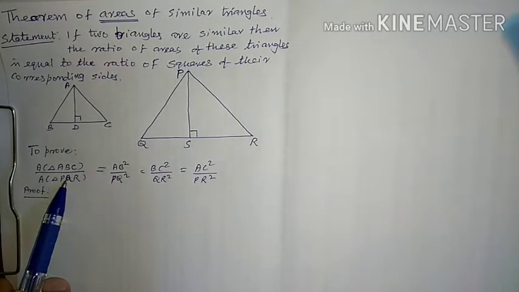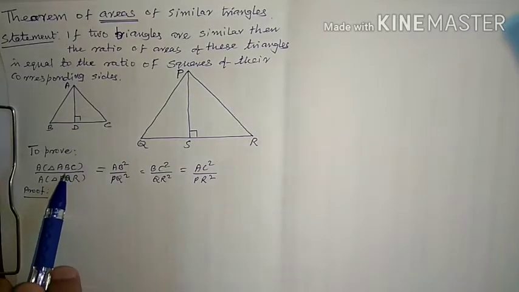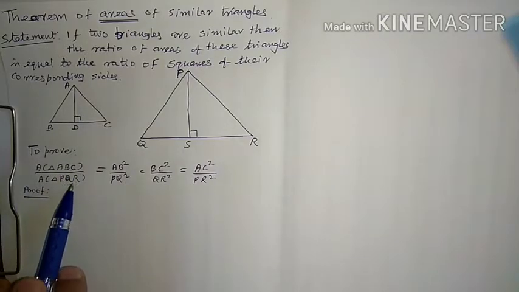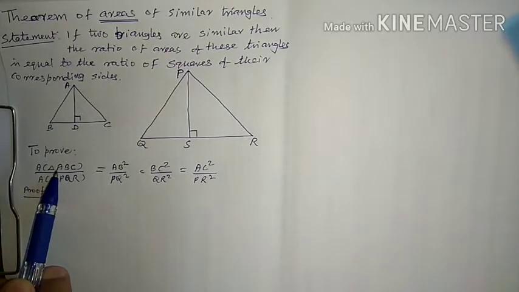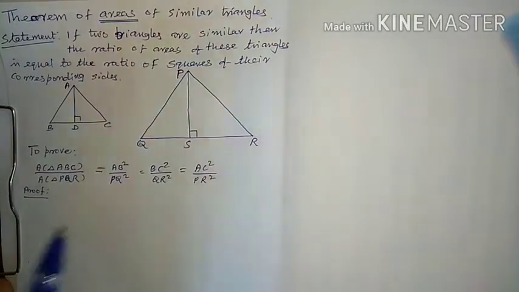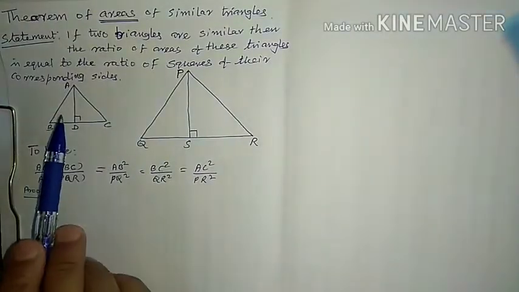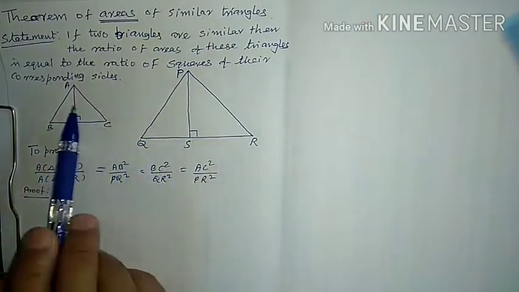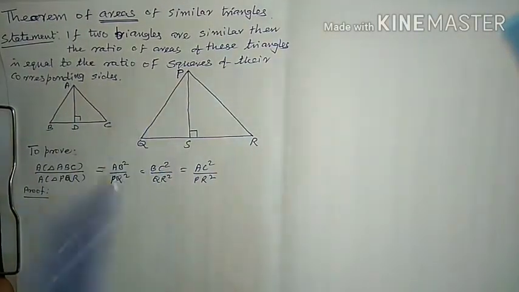AB's corresponding side is PQ, so square of AB upon square of PQ is equal to BC square upon QR square. The second side is BC and its corresponding side is QR, so square of that upon square of this. Also that is equal to AC square upon PR square. This is the statement: if two triangles are similar, then the ratio of areas of these two triangles is equal to the ratio of squares of their corresponding sides.